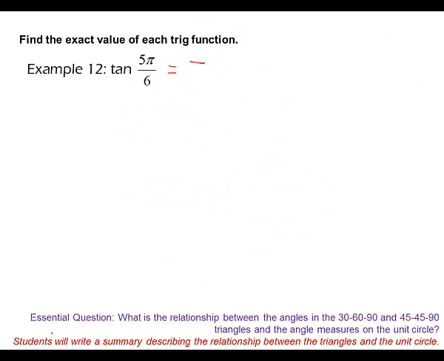All right. So I've got 1 over square root of 3. Are we allowed to leave it like that? Not typically. So we're going to go ahead and rationalize the denominator. So we get negative square root of 3 over what? 3.